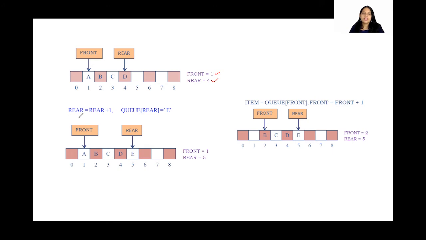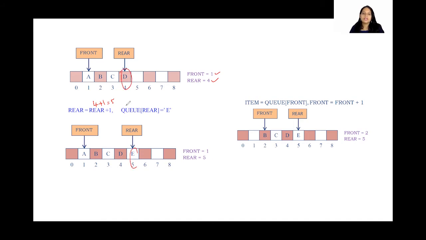Now, when I say rear is equal to rear plus 1, what is going to happen? Rear value is 4 plus 1, which is 5, isn't it? This is going to become 5. So the pointer has moved from 4 to 5.